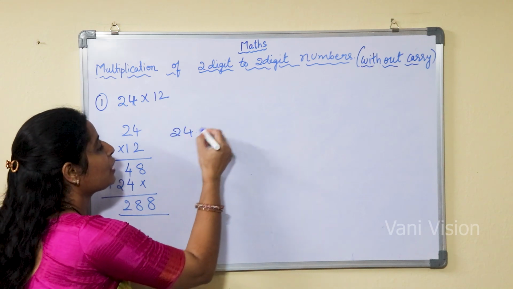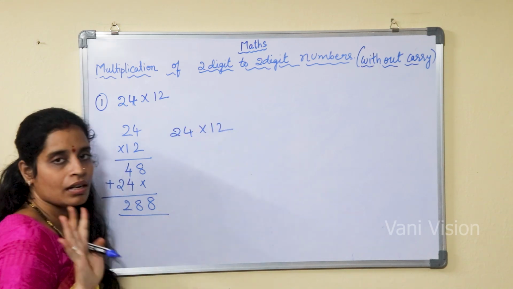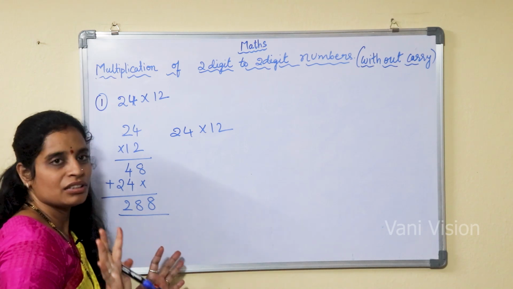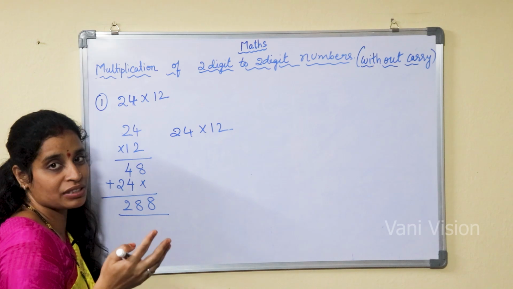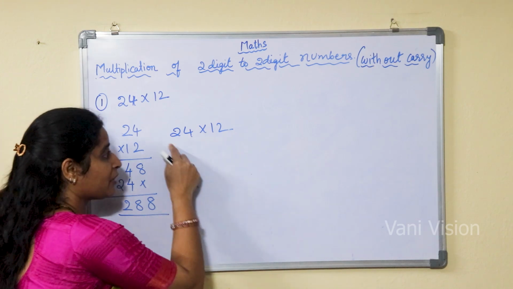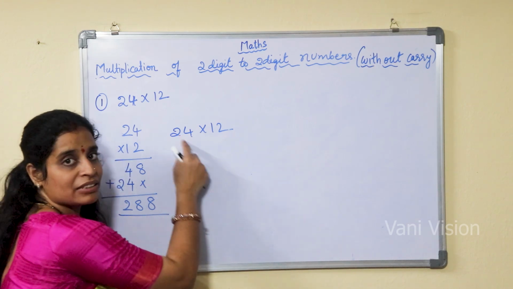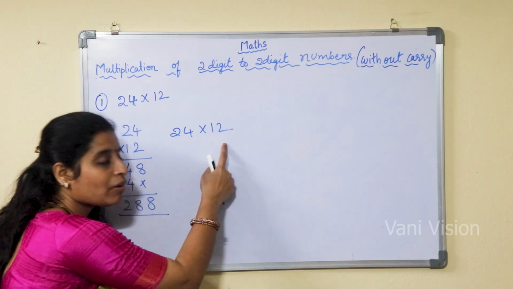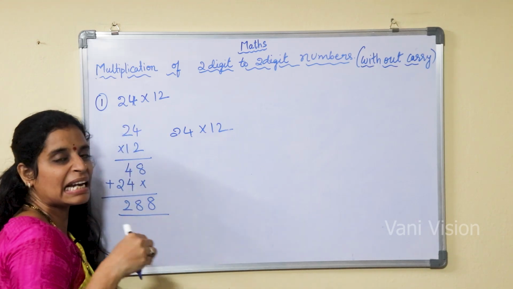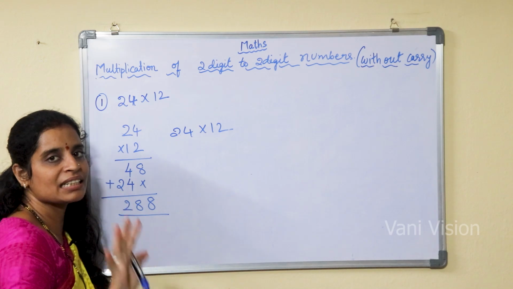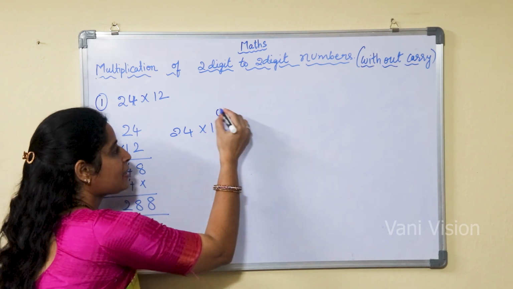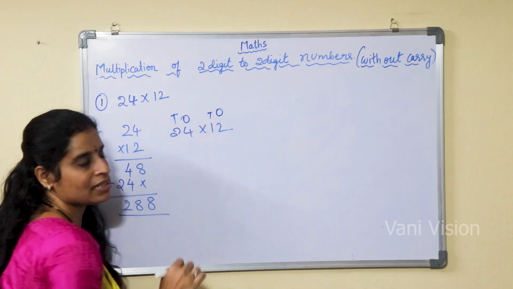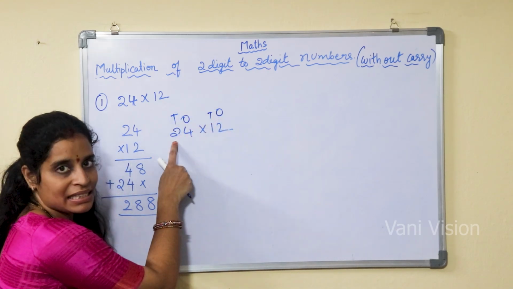So, 24 into 12. Mention the places. So, what I say, we should not get confused, right? If I say 2 should be multiplied with 1, 2, 2, we have to multiply 2 into 2, then 4 into 1, then 4 into 2. To get rid of all that confusion, I am taking the ones and tens places here over the number, okay? Ones, tens.